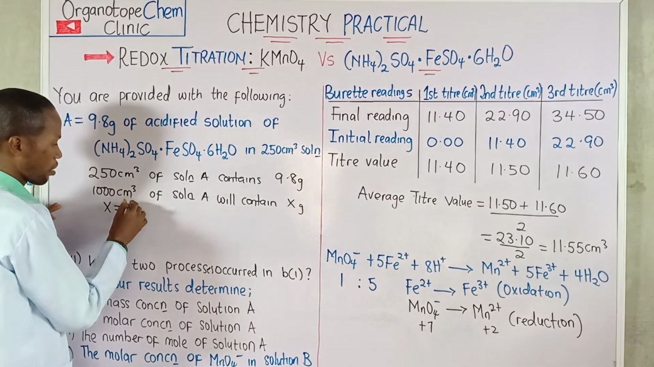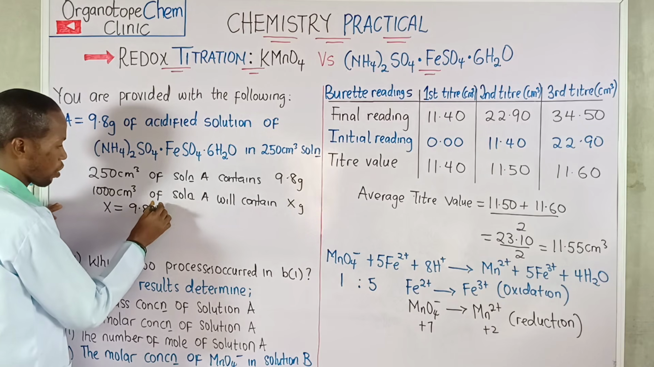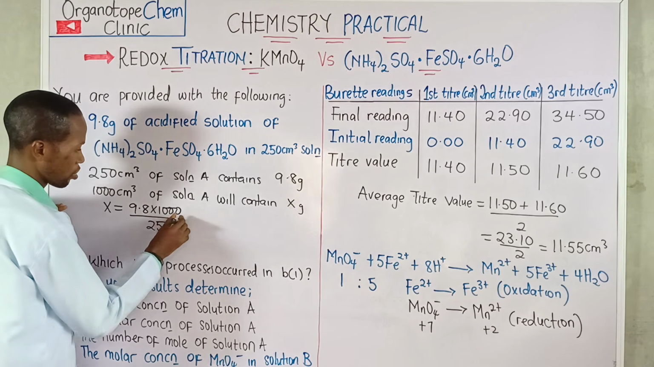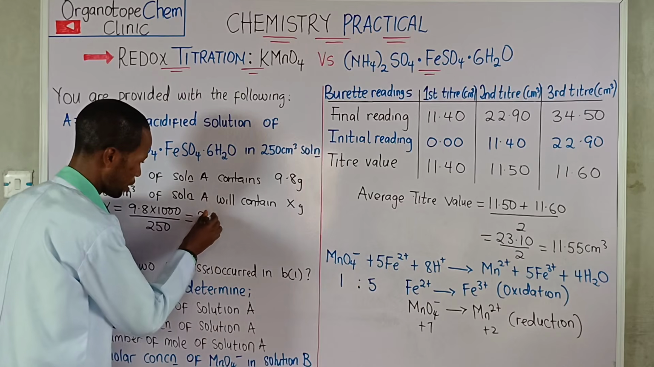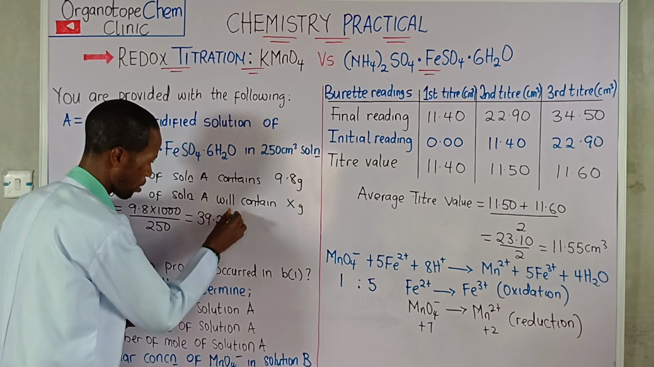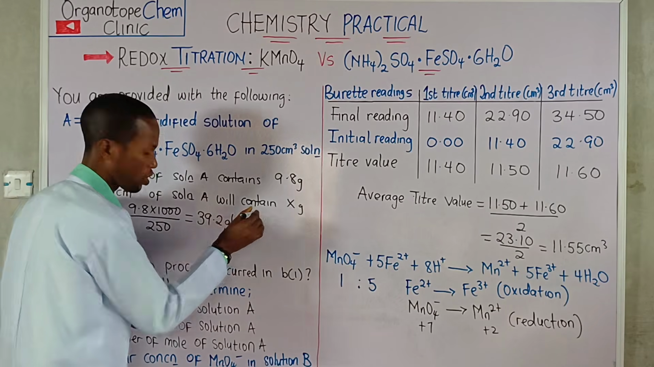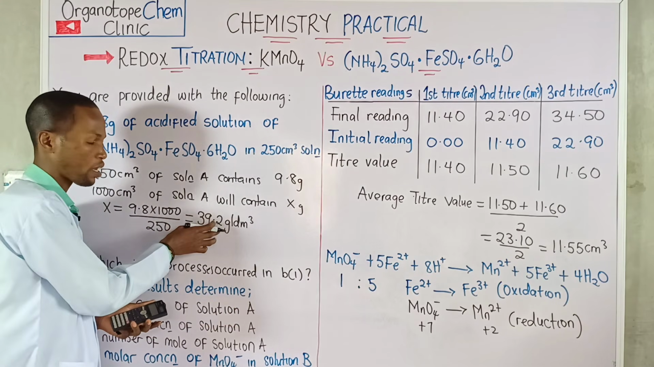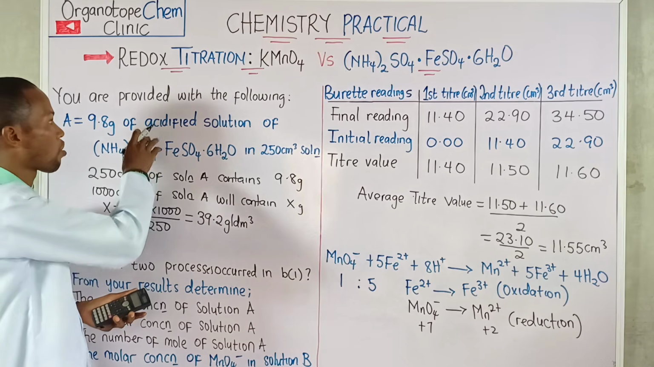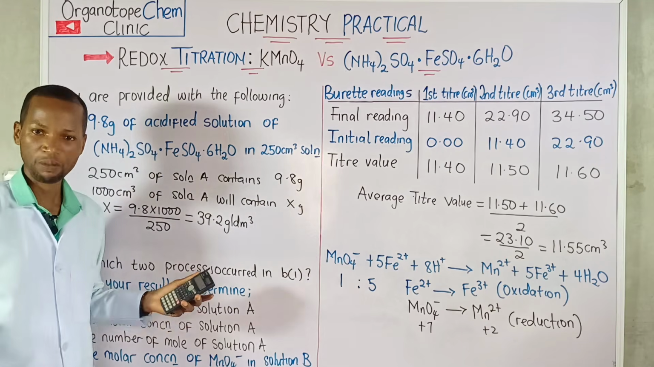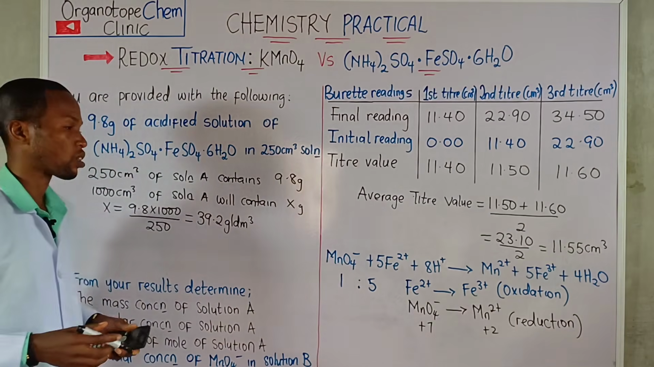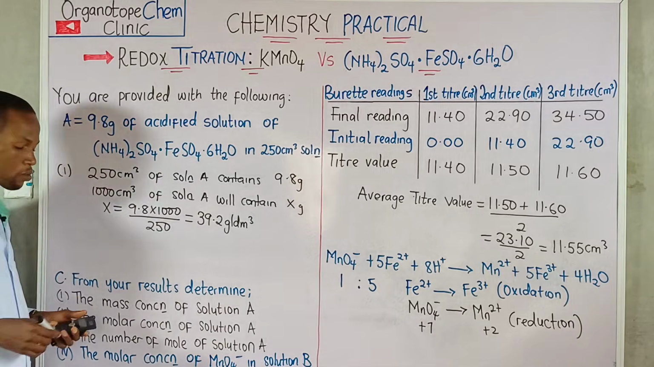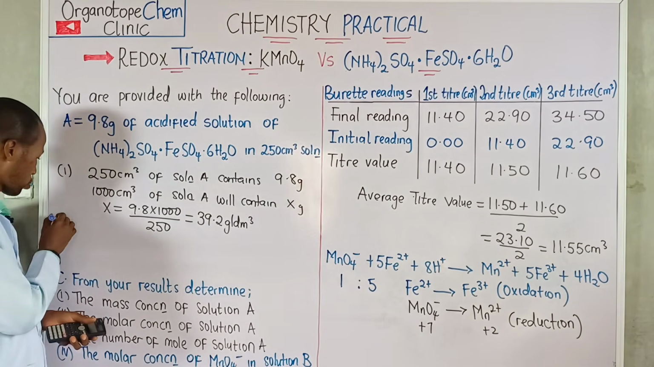Okay, so what is the value of X? We cross multiply: 9.8 times 1000 divided by 250. We have 39.2 gram per dm³, which implies that 1000 cm³ contains 39.2 gram of ammonium iron 2 sulphate. Make sense? So we've been able to determine the mass concentration of solution A, and so we've answered question number 1. Can we move on to question number 2?